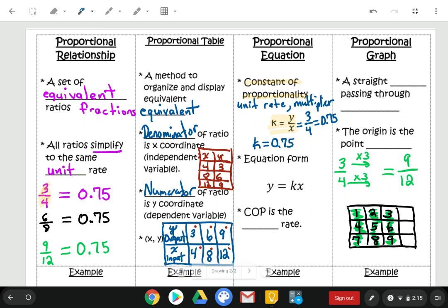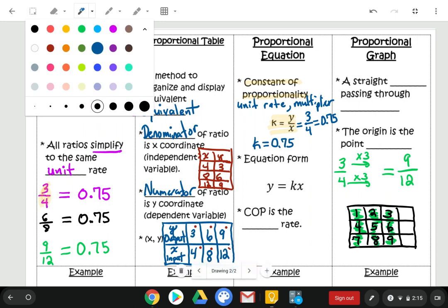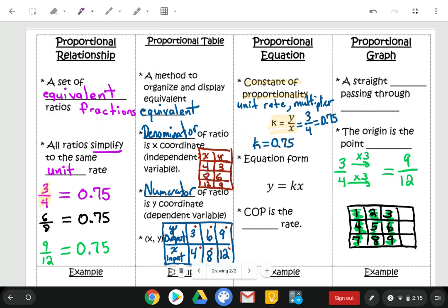And remember, I told you that it is a multiplier. Well, here's what that 0.75 is telling us. It's telling us in our table, if I take my x values and I multiply my x values by 0.75, I'll get the y value. For instance, 4 times 0.75 equals 3. 8 times 0.75 equals 6. 12 times 0.75 equals 9.